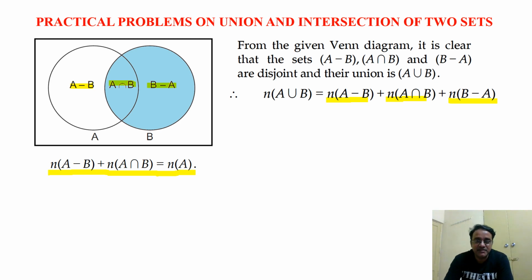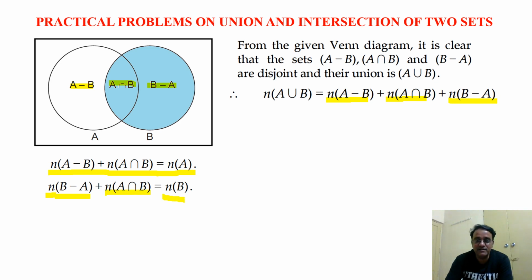Now let us move towards the B side. See the blue shaded portion. If we add A intersection B and B minus A, then we will get the full set B. So we come to the conclusion that n of B minus A plus n of A intersection B is equal to n of B.